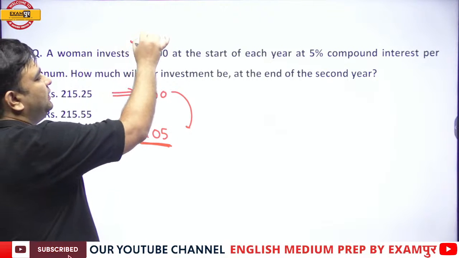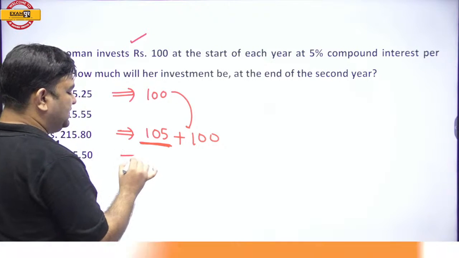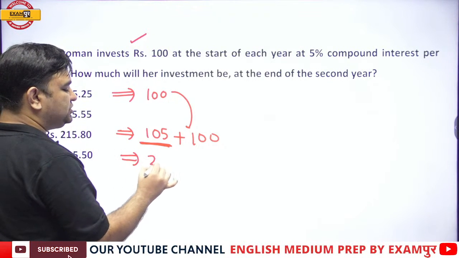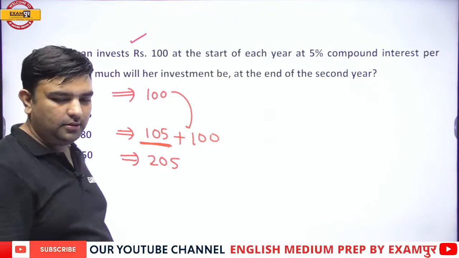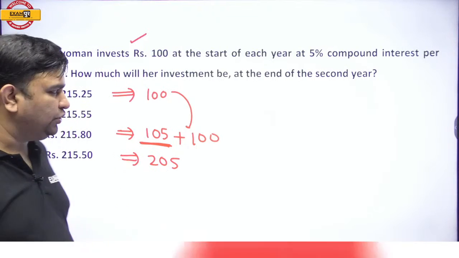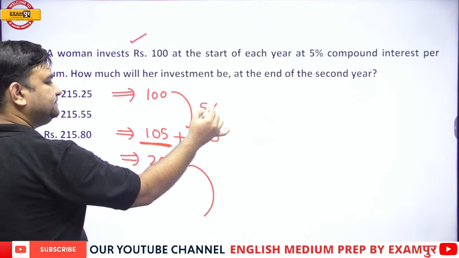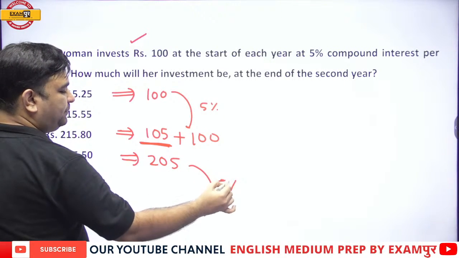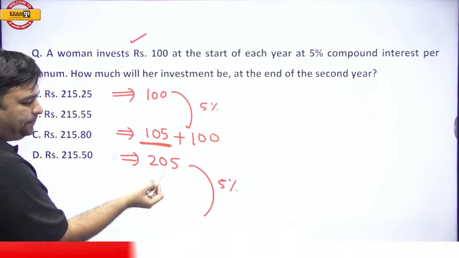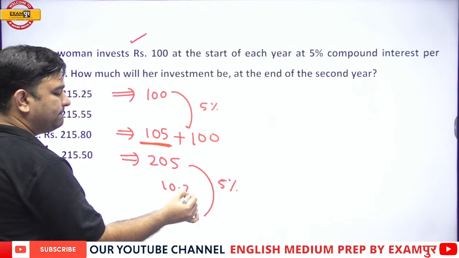But you will deposit 100 more. So principal for the beginning of the second year is 205. Again you will get 5% interest over it. 10% is 20.5, so 5% is 10.25.